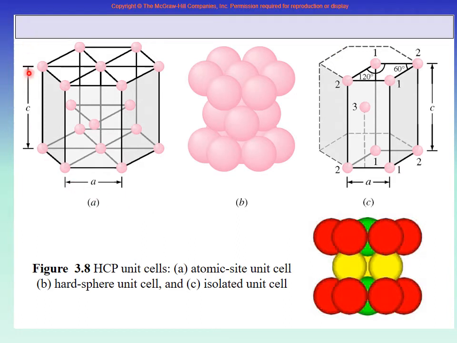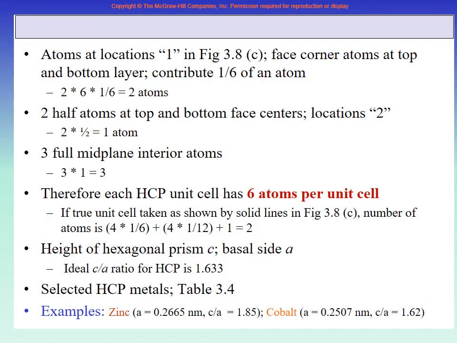But now there are two things. It is not a cube, so there is not one lattice constant. One lattice constant is A, the other lattice constant is C. This A is for the hexagon. Each side of the hexagon is exactly A. So this side, that side, they are all A, and this is the hexagon. And then we calculate how many atoms there are. So top and bottom are 6, twice of that, 1/6 each. Half atoms at the top and bottom, and 3 full atoms inside. So 2 plus 1 plus 3, there are 6 atoms per unit cell.